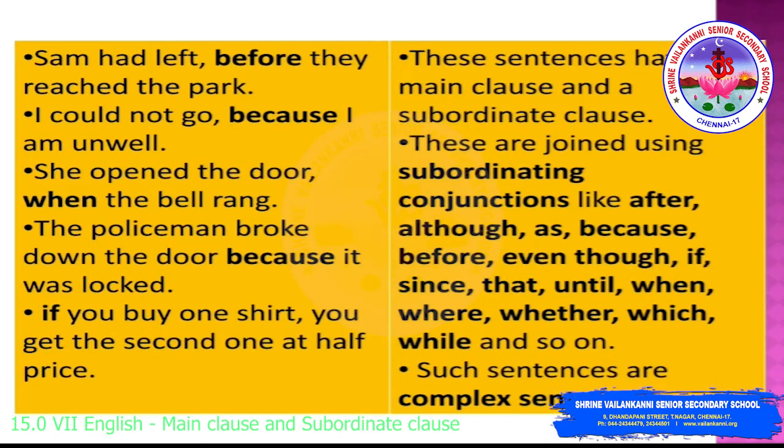The next one is complex sentences. Complex sentences are formed using, again, two clauses, but one is a main clause and one is a subordinate clause. So these clauses are joined using subordinating conjunctions. What are the subordinating conjunctions? After, although, as, because, before, even though, if, since, that, until, when, where, whether, which, while.